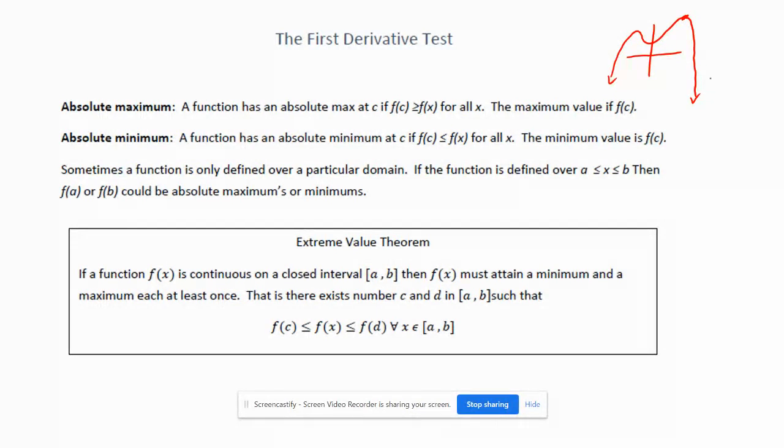So there's the absolute max. Now this function does not have an absolute min because the graph keeps on going down forever both ways, so there is no absolute minimum.